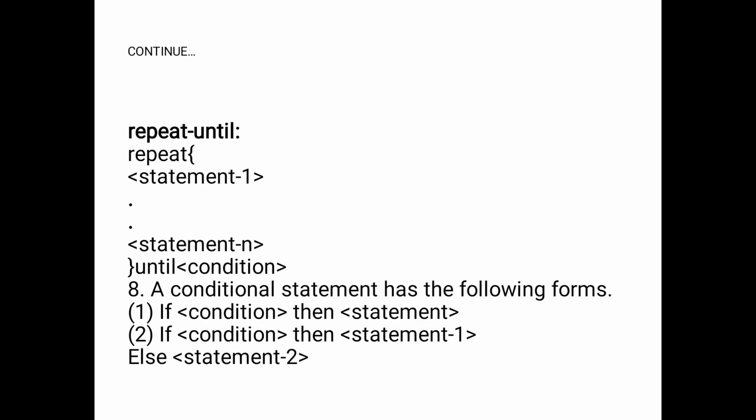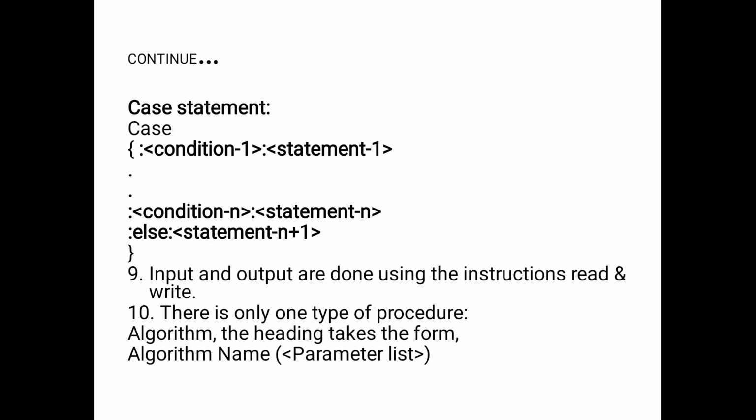Repeat until. Here in repeat until, it is the same as do while. First we write the statement execution, then we check the condition. This is repeat until. And next we have the conditional statements. Conditional statements are the if statement and if else statements. Sorry, if condition then statement. This is an if else statement. Or we can use the case statement also.